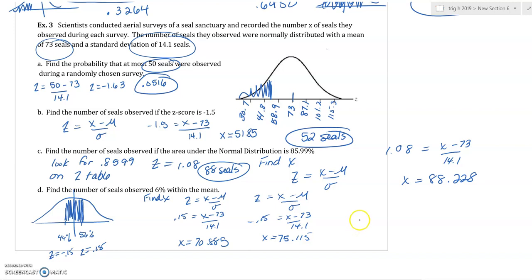So I would definitely round that and say between 70 and 76 seals. But again, that was approximate, so everyone might round a little bit differently. So go ahead and try the homework. Give it a try, everybody.